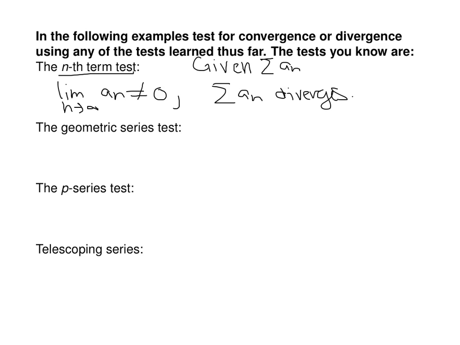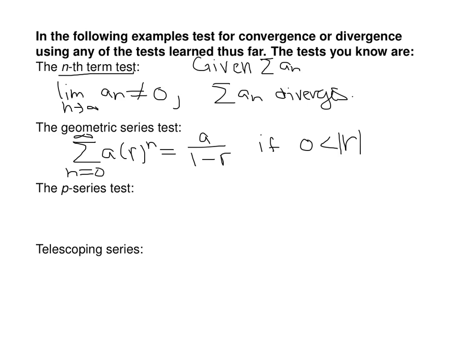Next we have geometric series. So a geometric series is one of the form, a sum from n equals 0 to infinity of a times r to the n. And that's equal to a over 1 minus r, so long as the absolute value of r is between 0 and 1. Otherwise, this series will diverge.